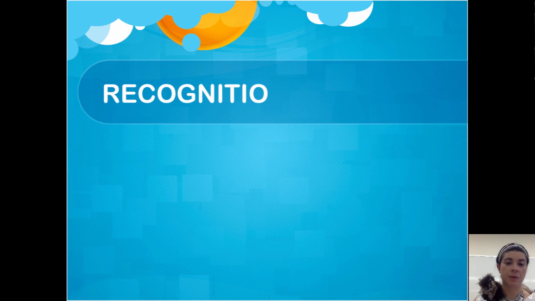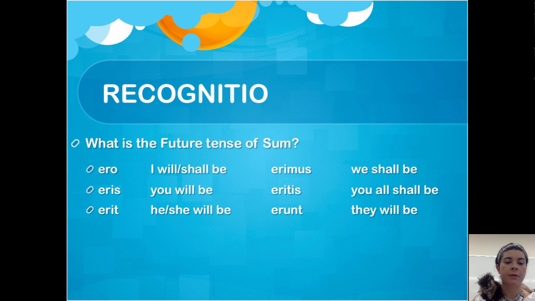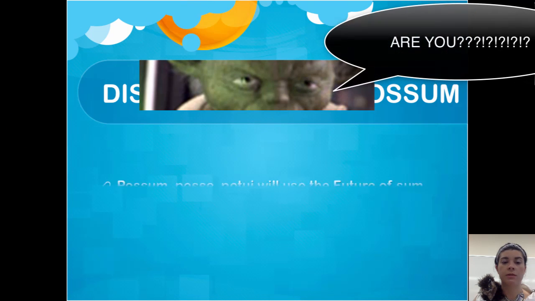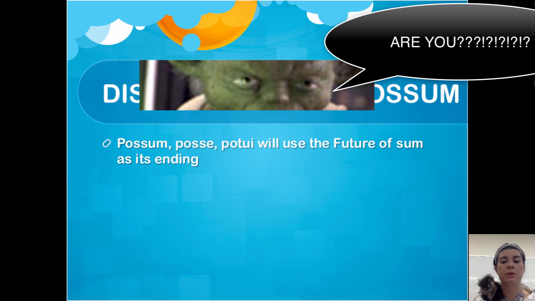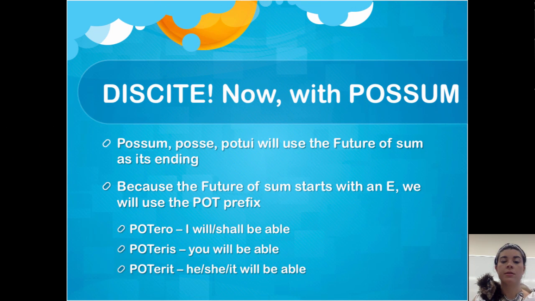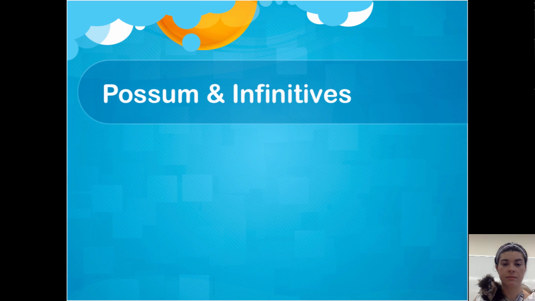Now let's review the last one that we've learned. The future tense of sum. Ero, eris, erit, erimus, eritis, and erunt. These are all, again, starting with the letter e, so the prefix we're going to use is going to be pot. So possum, posse, potui is going to use the future when it's in future, and it's going to use pot because we start with an e, ero, eris, erit, right? So potero, poteris, poterit. I will be able, you will be able, and he, she, it will be able.